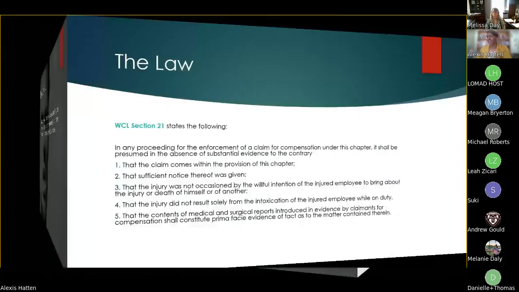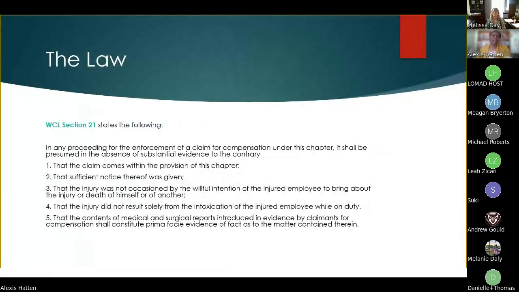The actual presumption states that there are 5 of them. The claim comes within the provision of this chapter, that notice was given, that the injury wasn't caused by the willful intent of the employee to injure himself or another, that the injury wasn't the result solely of intoxication. And the big one is that the contents of the medical reports introduced into evidence constitute prima facie evidence of the facts as to the matter contained therein. So if a report says that the claimant was injured at work, it's prima facie evidence that the claimant was injured at work.